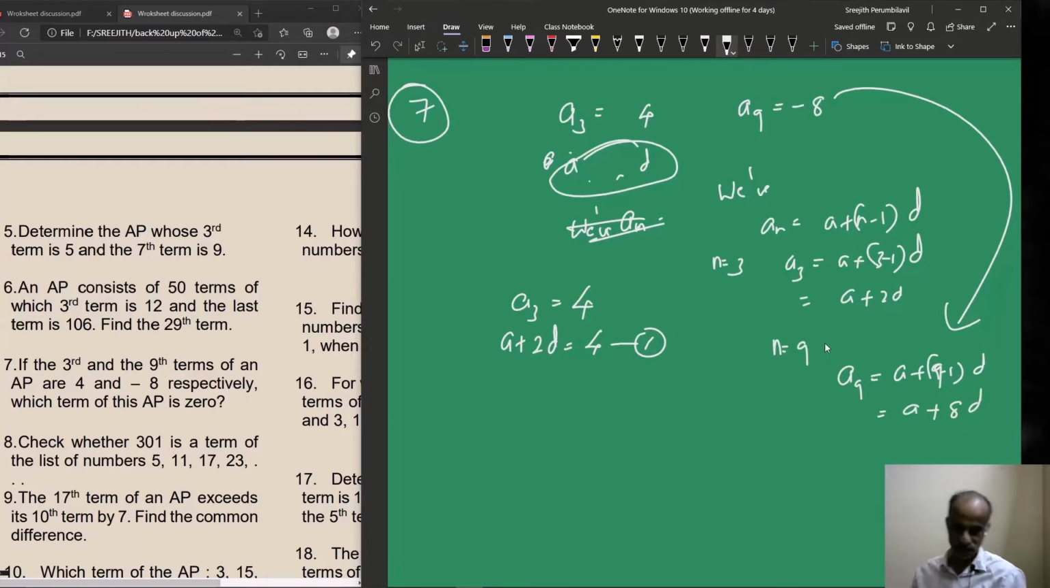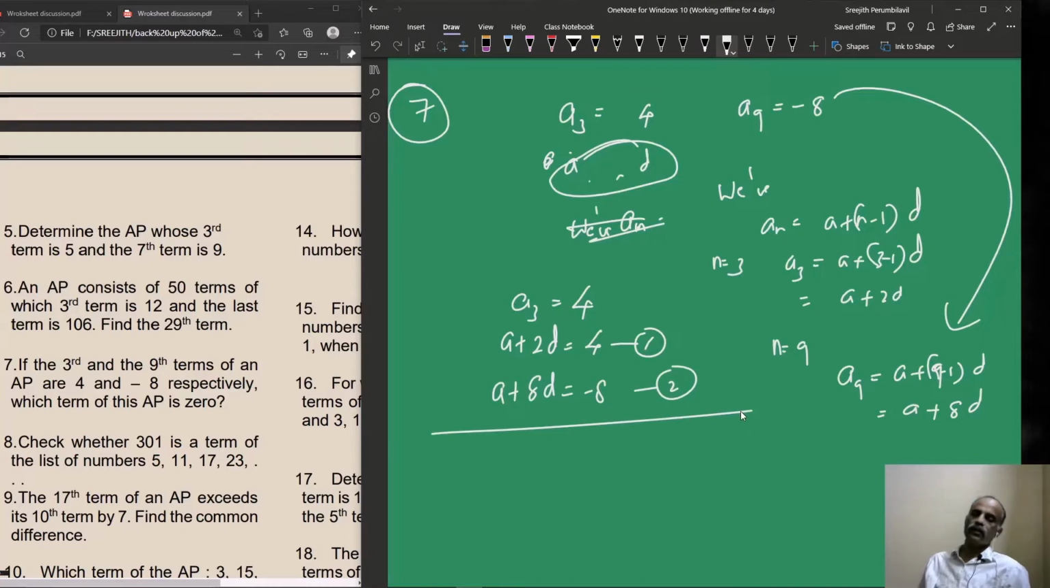10th term is A plus 9D. 100th term is A plus 99D. So directly you can write A plus 8D is equal to -8, relation number 2. What do we do now?